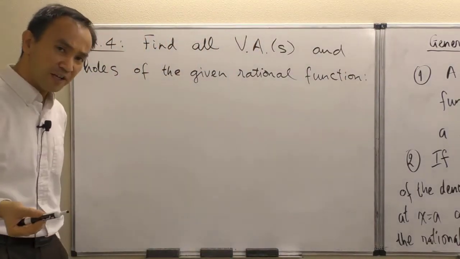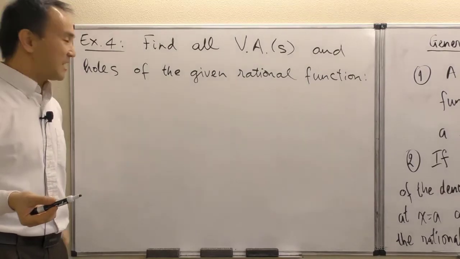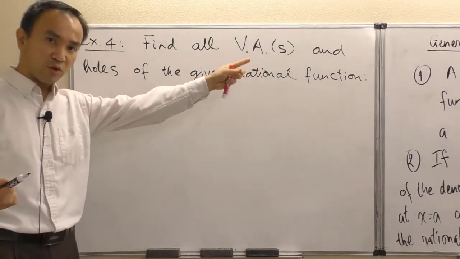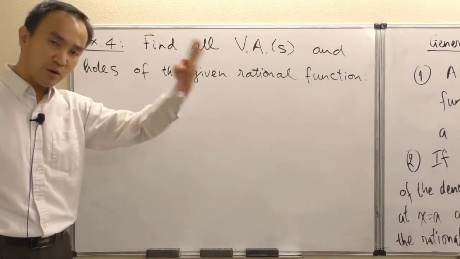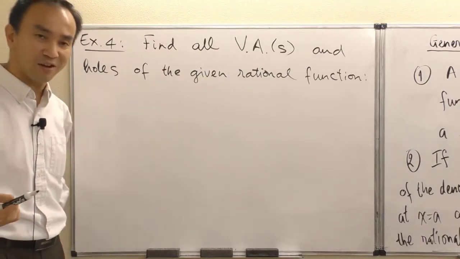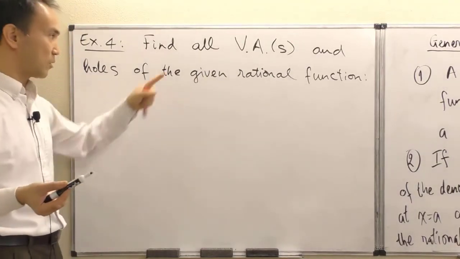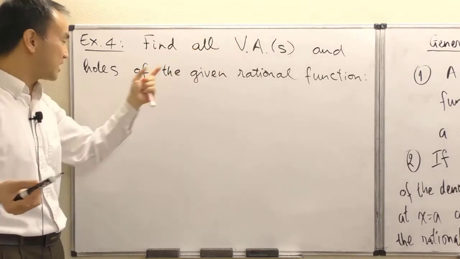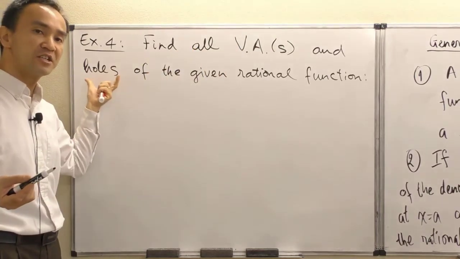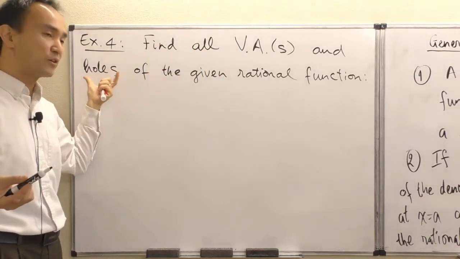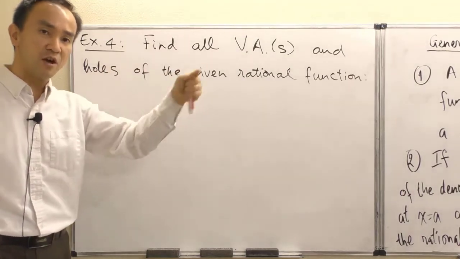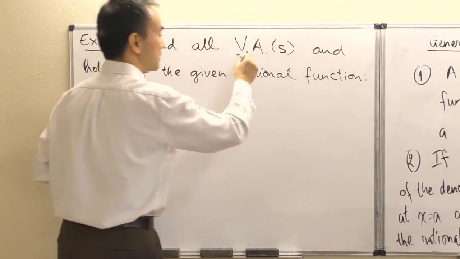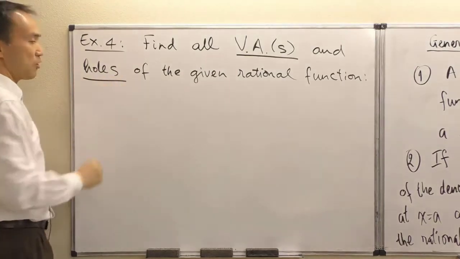So we're still finding vertical asymptotes, and then on top of that, within the vertical asymptotes we have found, according to that logic I've been explaining, we're going to further determine whether any of those vertical asymptotes is going to become a hole. Okay, so we're going to find vertical asymptotes and holes here.